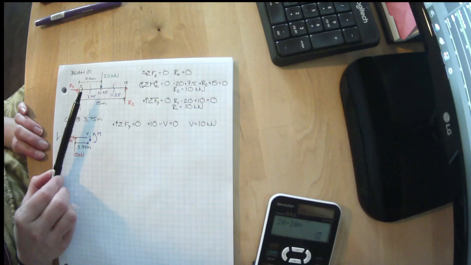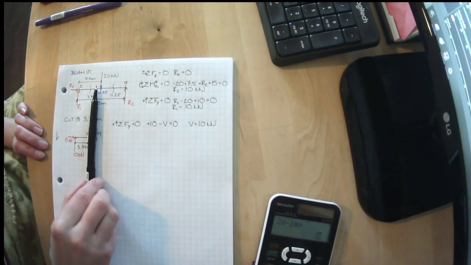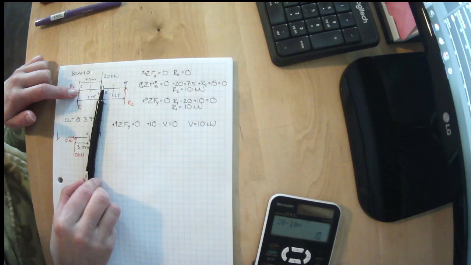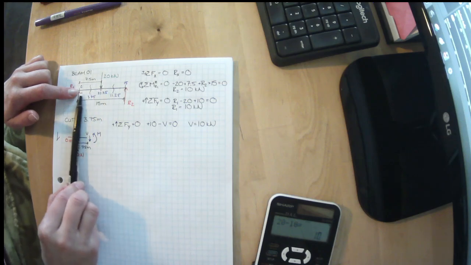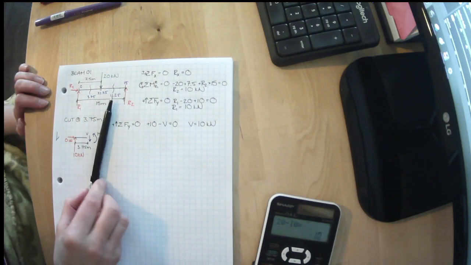Now remember back here when we talked about how we knew half of this 20 kilonewtons had to get over here, where our reaction was 10 kilonewtons. So something had to be happening in here that got that 10 kilonewtons to there.